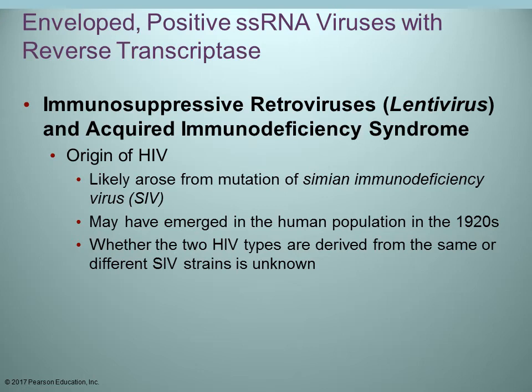Where did HIV come from? It's not 100% sure. They feel that it probably was a mutation from the simian immunodeficiency virus. Although there was a huge outbreak in the 1980s that was initially identified, they think it may have been in the human population as early as the 1920s.